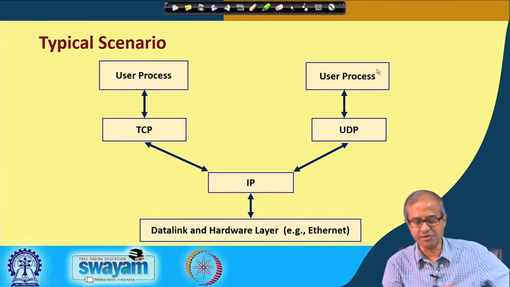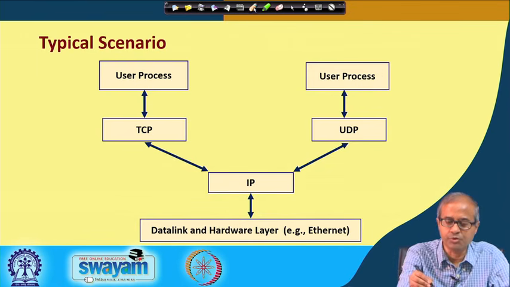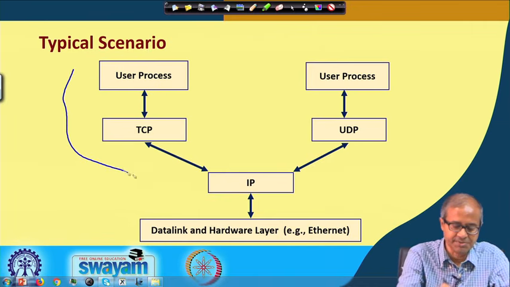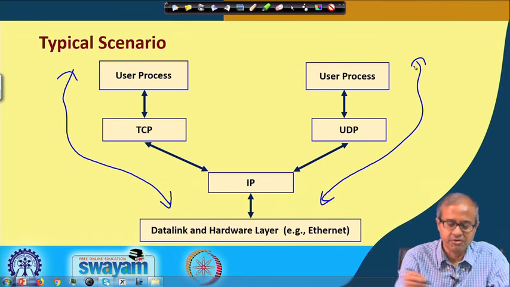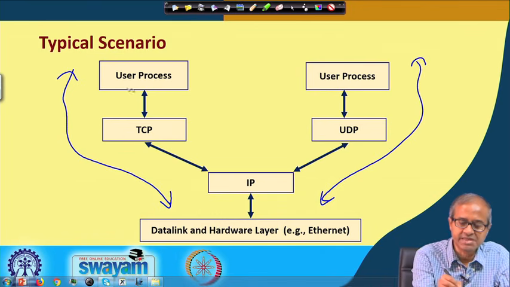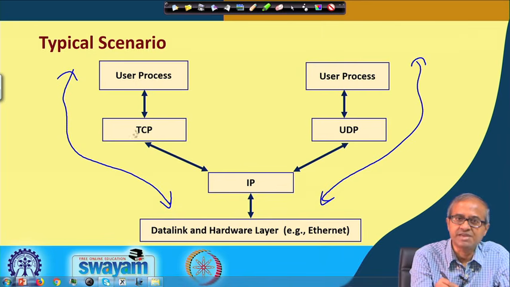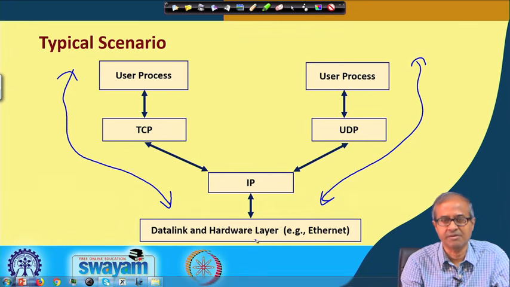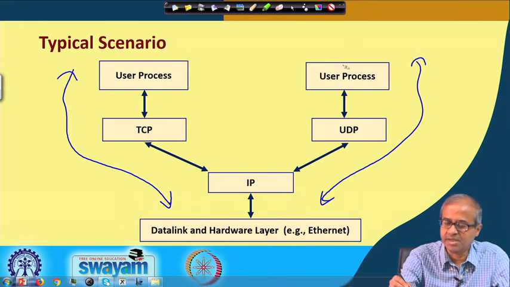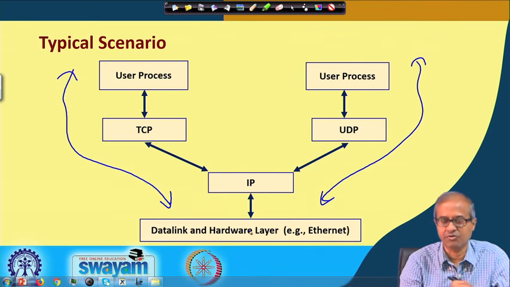Now, in a typical scenario I am showing here two paths, one is a TCP path and the other is a UDP path. Here the application will be some user process which will be using TCP at the transport layer level, TCP will be using IP at the network layer level, and IP will be using the lowest hardware layer. Or you can use UDP: the user process communicating with UDP, IP, then the hardware layer.